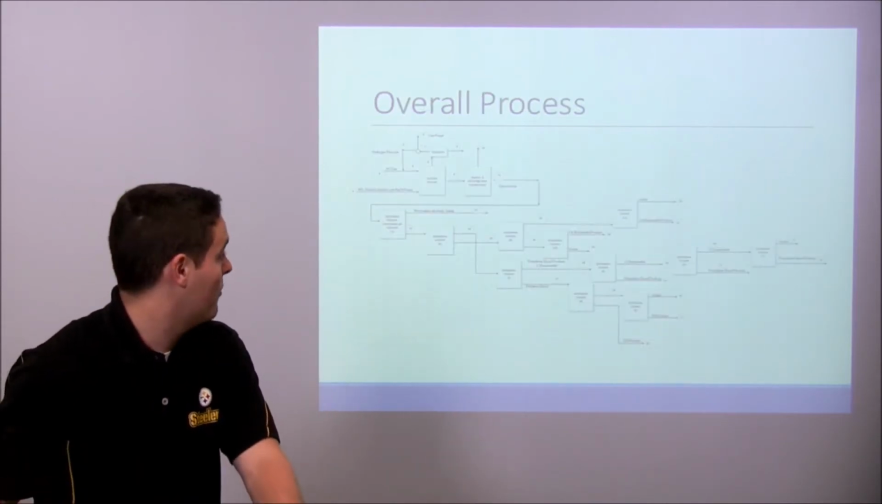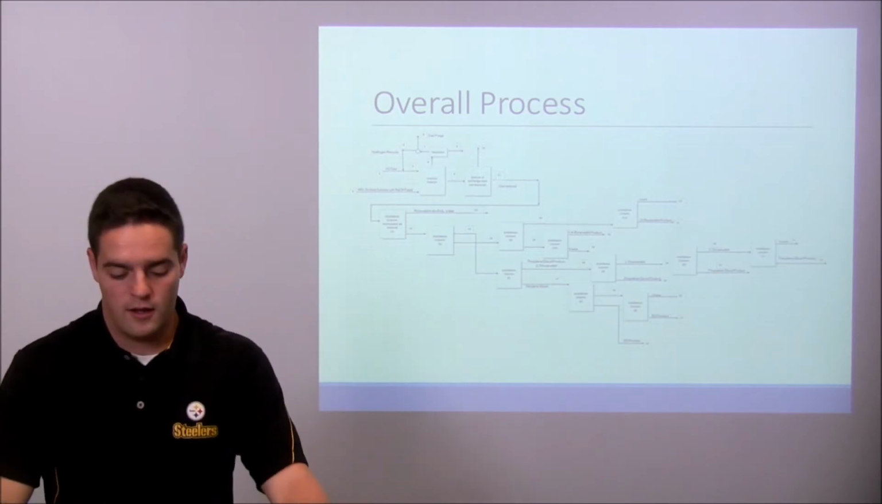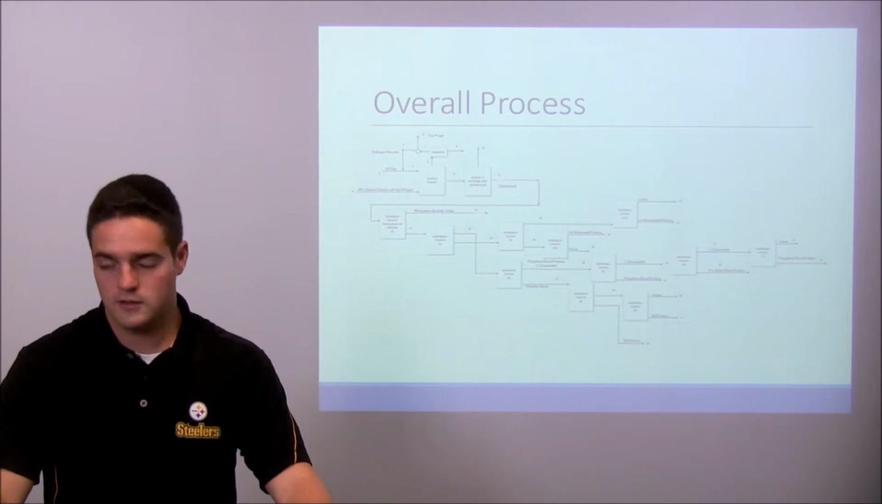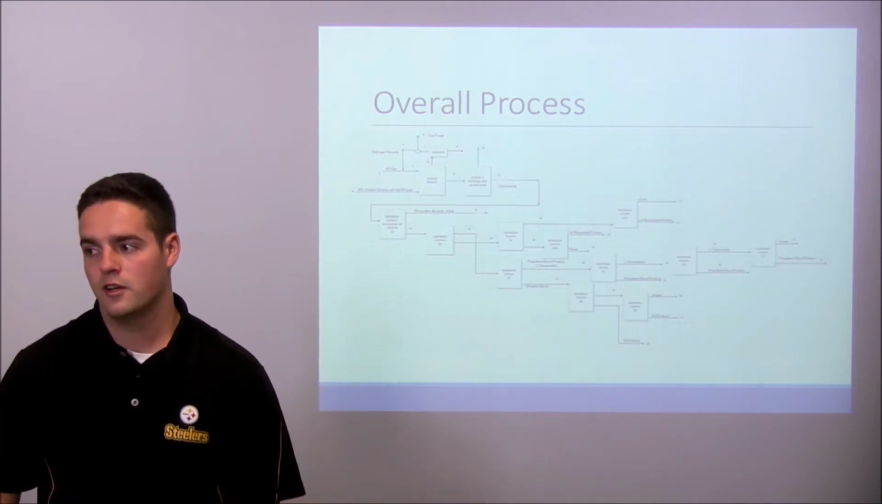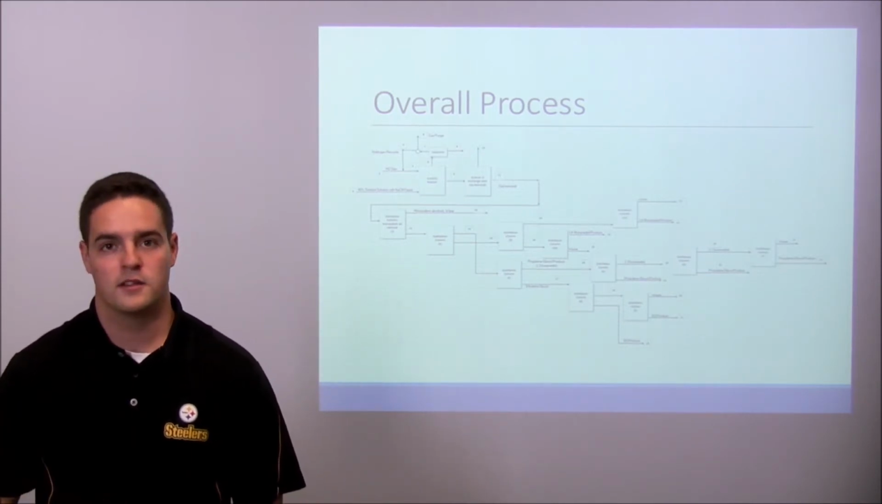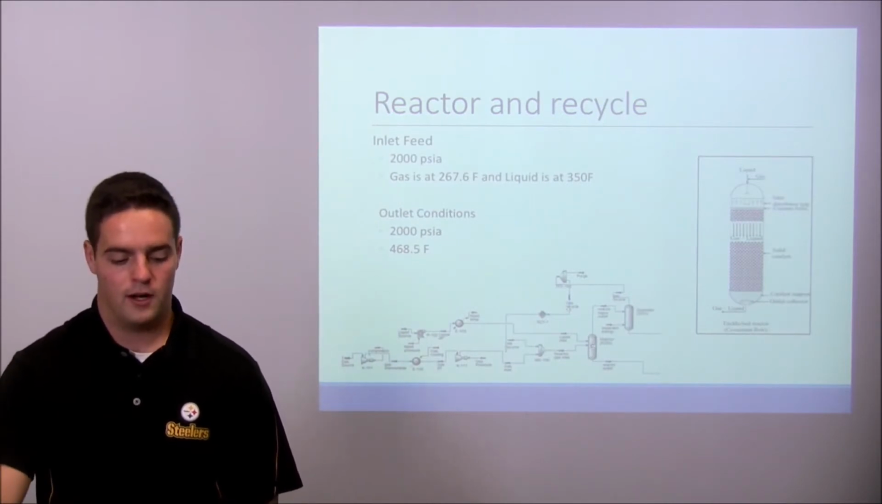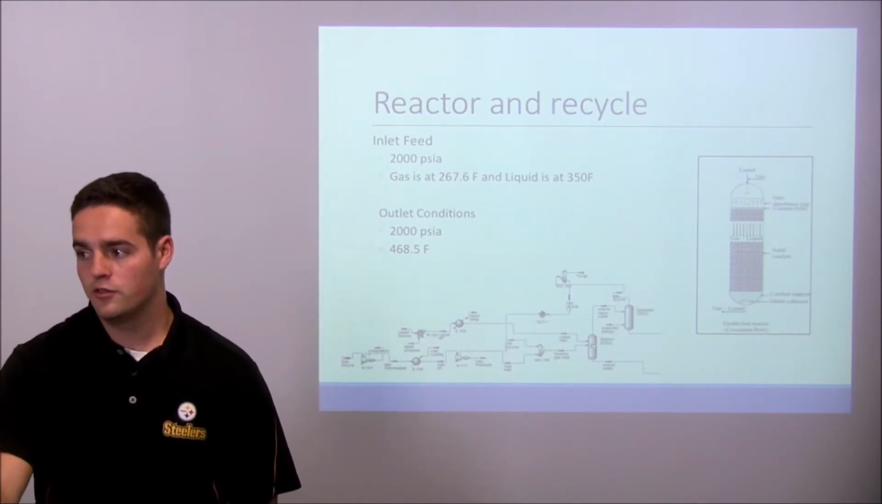And then the overall process is right there, and it has the reactor, a cycle stream, as well as a separator, an ion exchange, and the 11 distillation columns. The reactor and the cycle are shown right here.